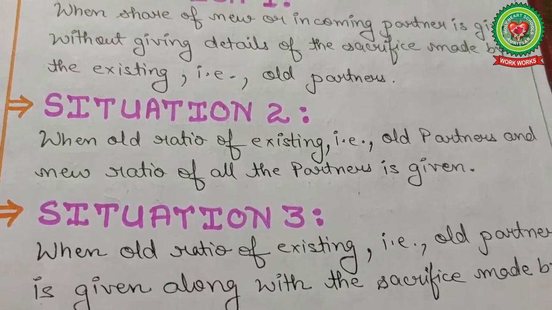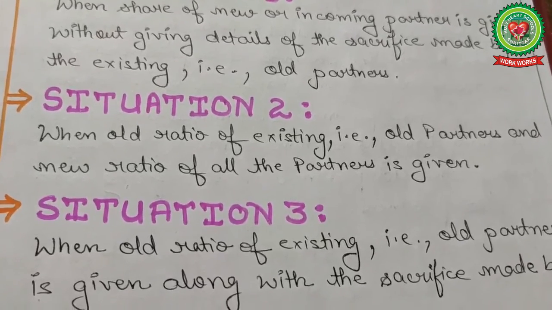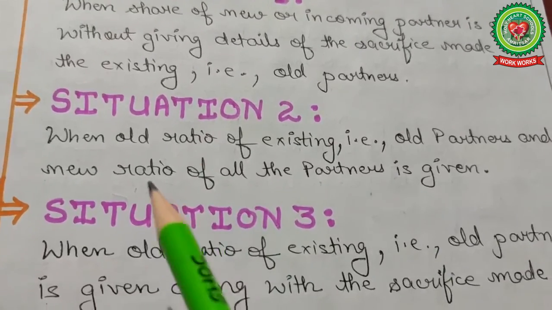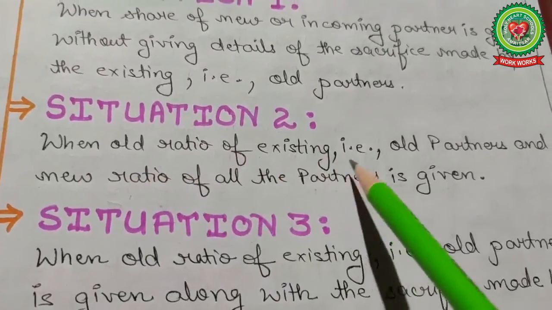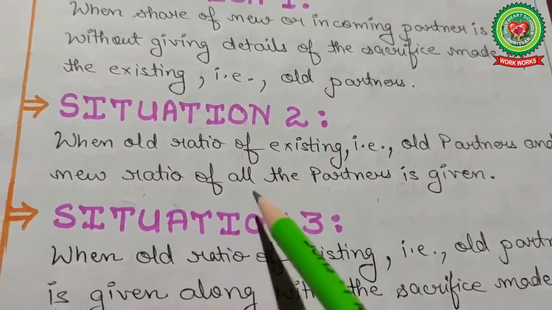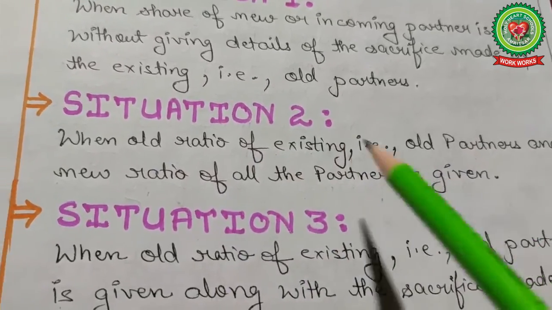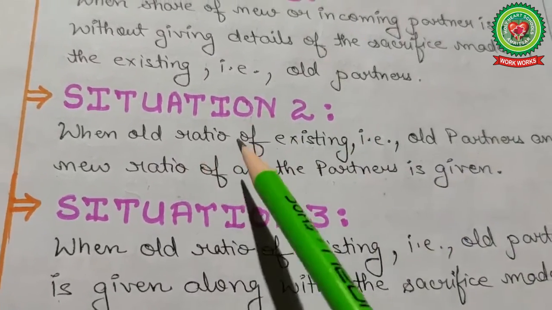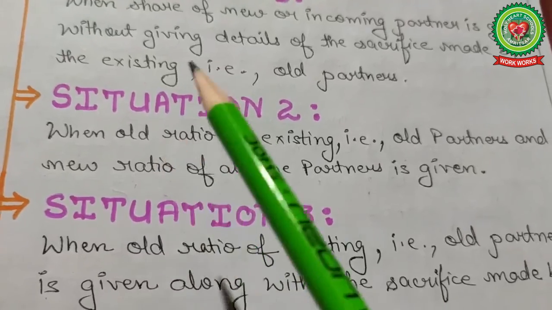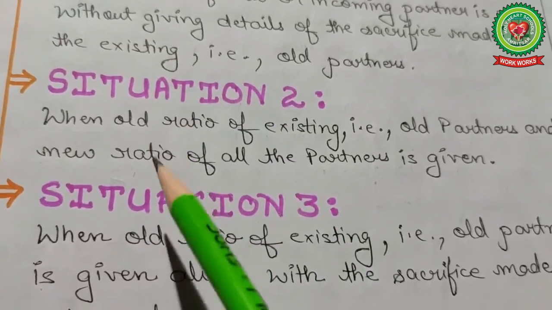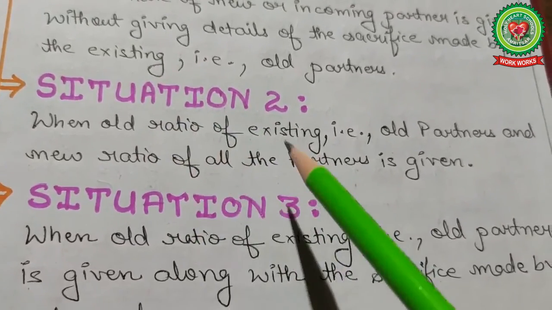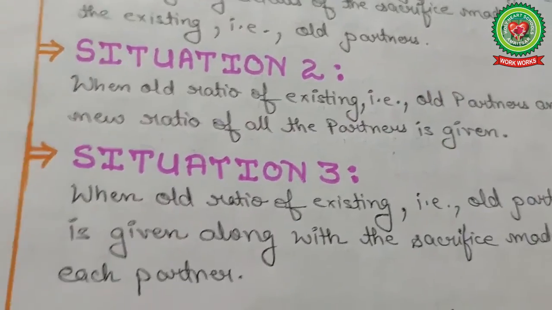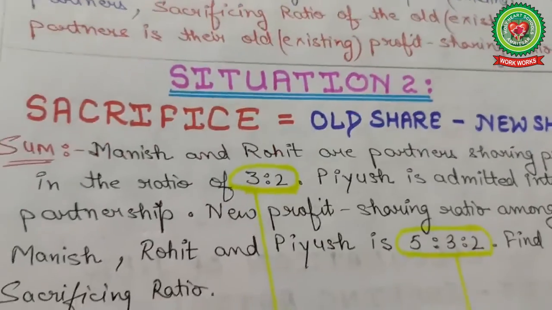So student, now see the second situation. Under the second situation, how do we compute the sacrificing ratio? In this case, the old ratio of the existing old partners and the new ratio of the old partners are given. When both ratios are given to you, the old profit sharing ratio of the old partners is given, and the new ratio of all the partners including the incoming partner is given to you. See with one example.